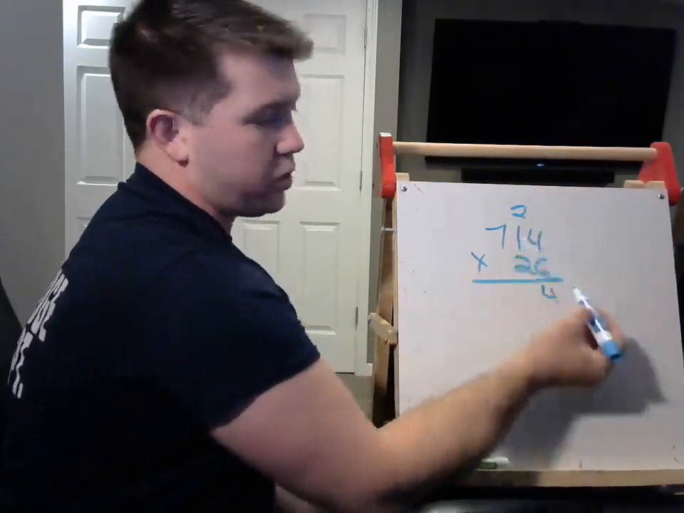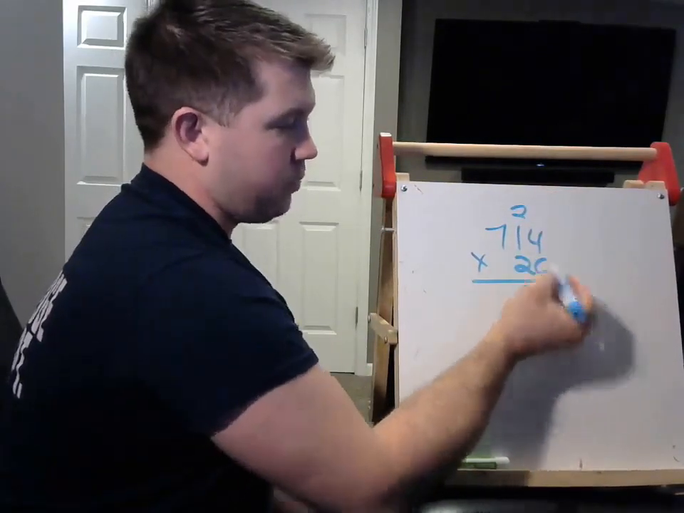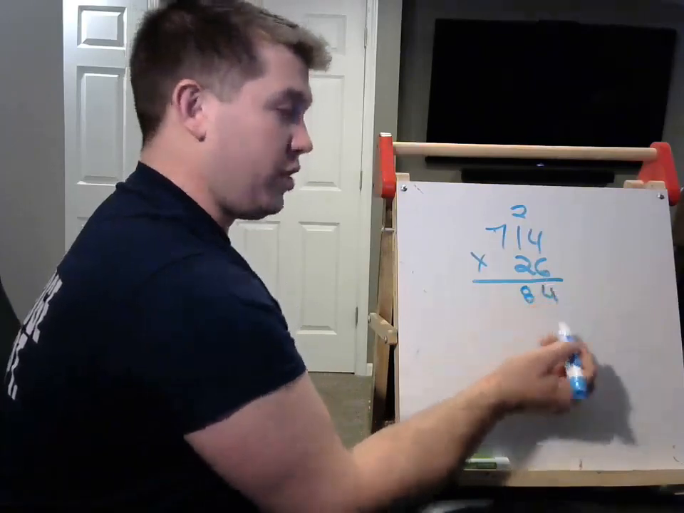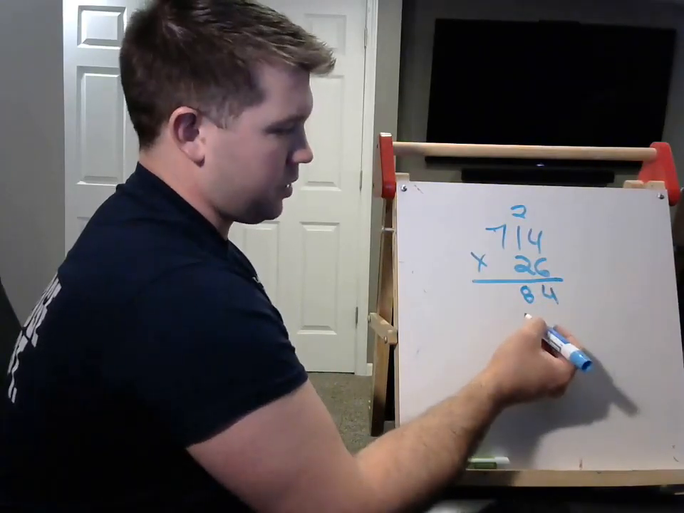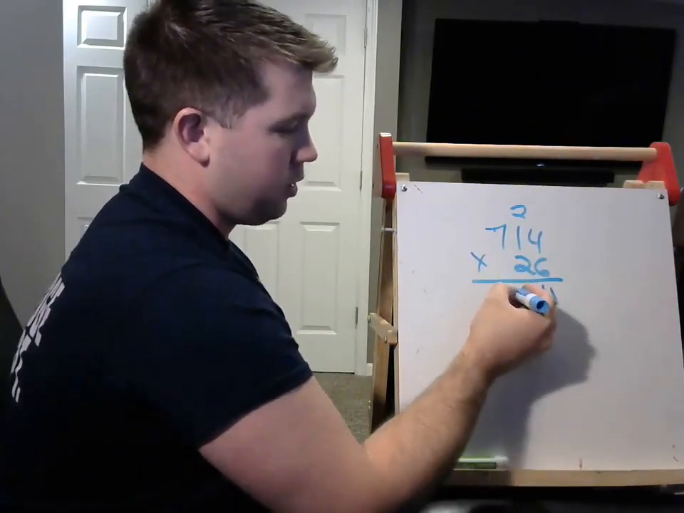Carry the 2. 1 times 6 is 6, plus 2 is 8. And 7 times 6 is 42. Make sure I did that right. Oh yeah, 42. Okay, so I got my 40 and my 2.